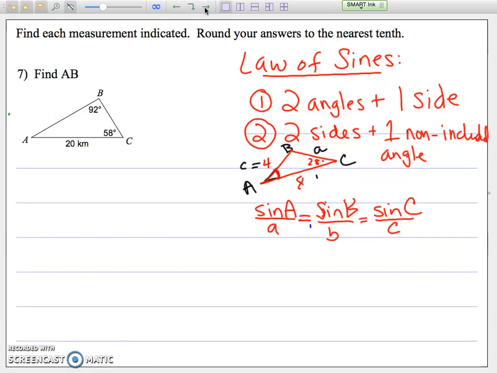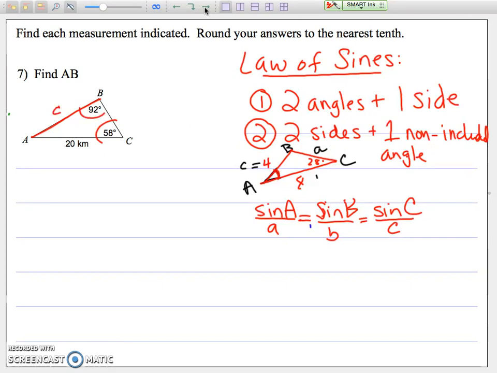All right, this time I have 2 angles and a side, just like I always have. So what's the first step that I'm going to do for number 7? Well, yeah, I'm going to label my sides. So I'm looking for AB this time. So that's this side right here. This is angle C, so this is side length C.